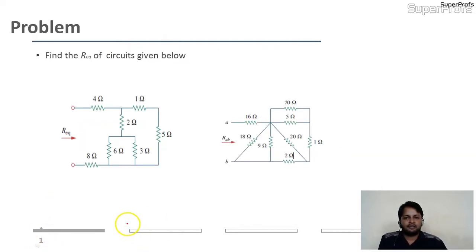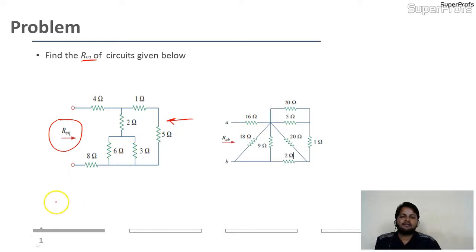See the problem here. They are asking to find the R equivalent of the circuit. I told you to start from the last portion, or the ending portion, of the circuit. See, the 1 and 5, these two resistors are connected in series. So the combination of these two is 6. Is it okay? Why am I adding this? Because we know we can add in series. So the resultant will be 6, and it will become one branch.